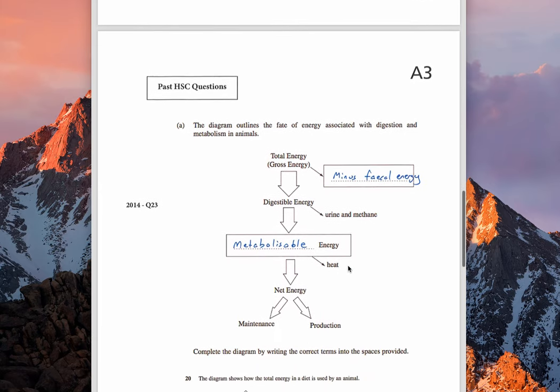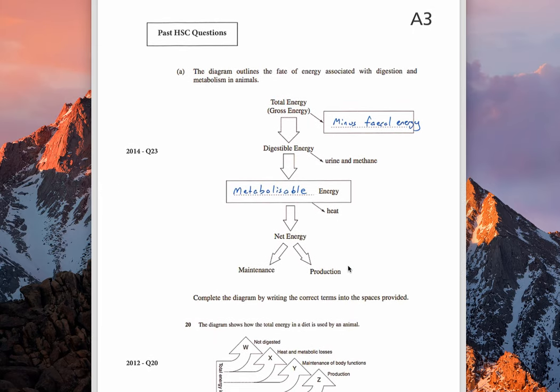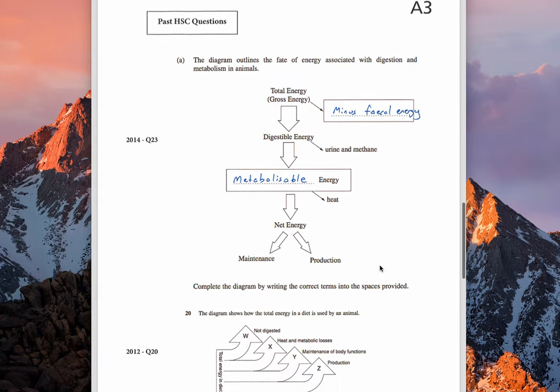Okay, so moving on to past HSC questions. If you know the table, they're mostly pretty easy. This one down here is pretty hard, but we'll get to that in a second. The 2014 question, the diagram outlines the fate of energy associated with digestion, and it's really just reproducing two parts of the table here. Obviously, they could ask you any of these parts, and you need to know all of them in the order that they are. But here, you have gross energy or total energy minus fecal energy, and then digestible energy minus urine and methane, and you end up with the third step, which is metabolizable energy. And the net energy ends up being used for maintenance and production.